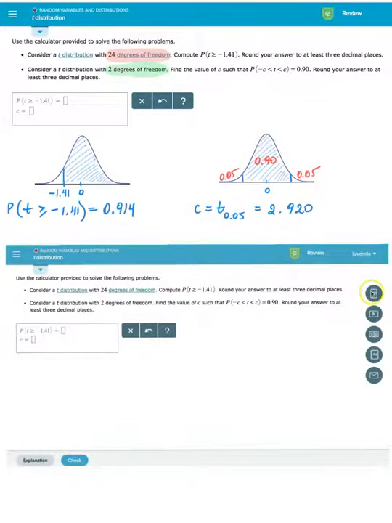In this video, we will learn how to work with t-distributions. We are going first to use ALEKS calculator to help us answer these questions. There are two different kinds of questions we need to answer. First, consider a t-distribution with 24 degrees of freedom and compute the probability that t is greater than or equal to negative 1.41. This means that I'm given a t-value and I want to know the area to the right of that t-value, because the probability has to be found when t is greater than or equal to negative 1.41.